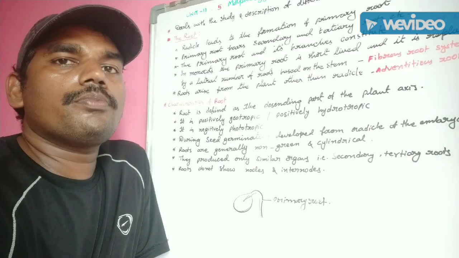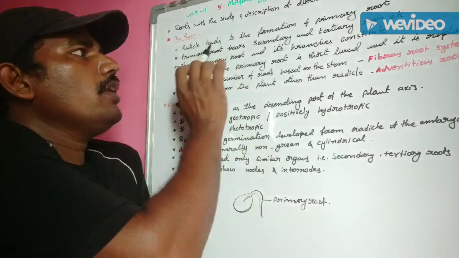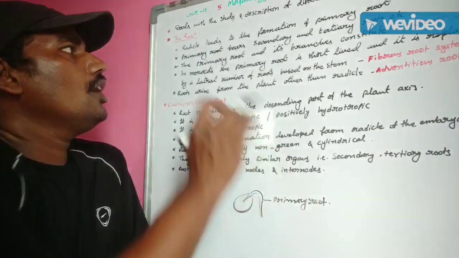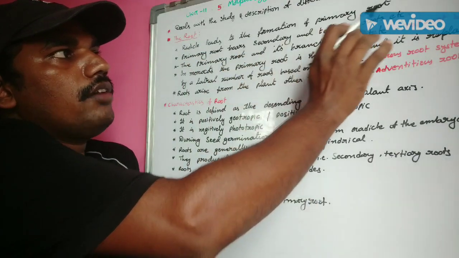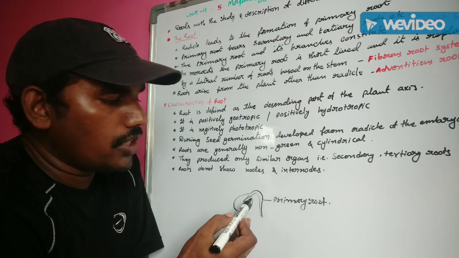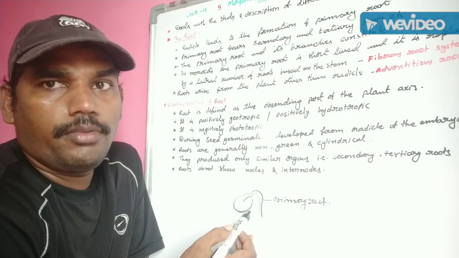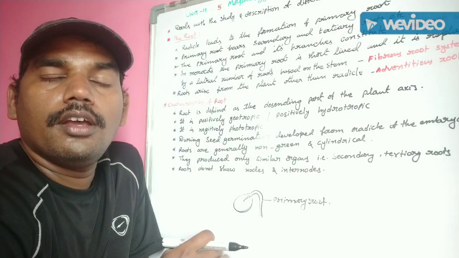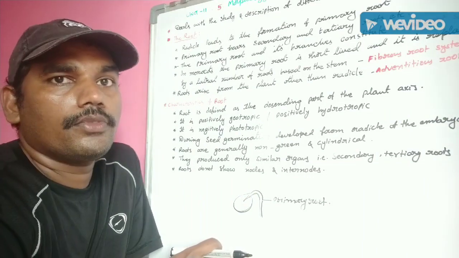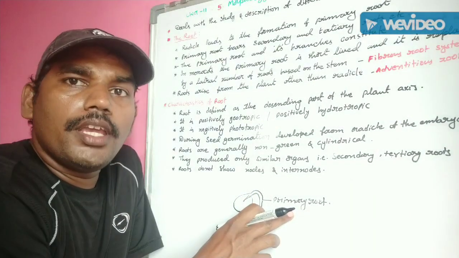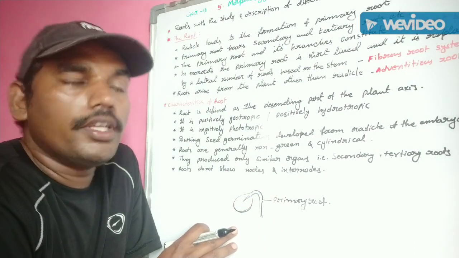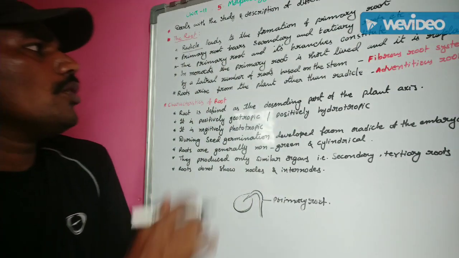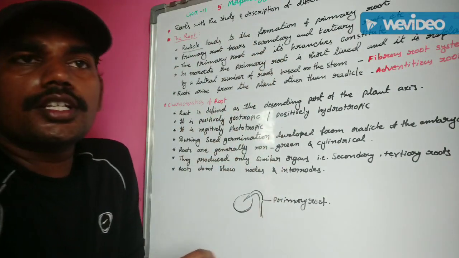A root is the basic part of the plant. The root is mainly developed from the radicle of the embryo. Initially radicle leads to the formation of primary root. A small thread-like structure comes from the seed at the time of germination. This fine thread-like structure is known as primary root. This means the primary root is mainly developed from the radicle of the embryo. Understand?